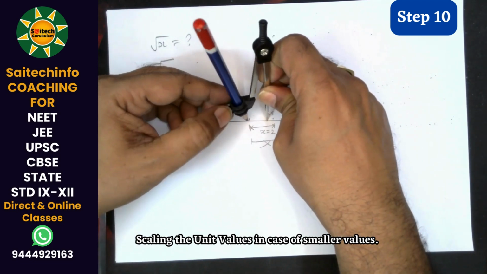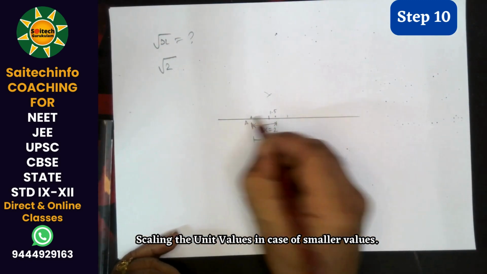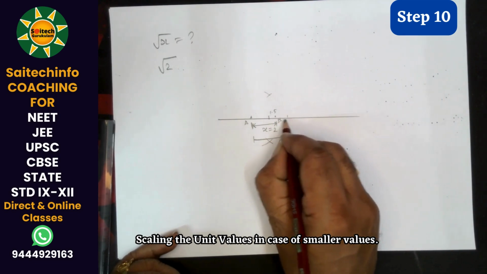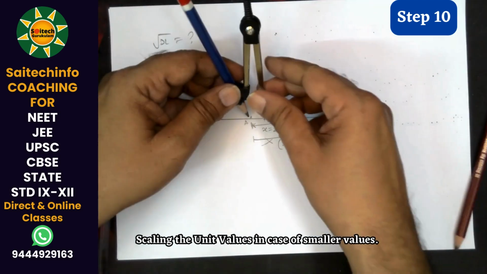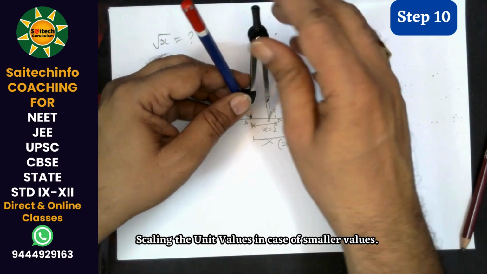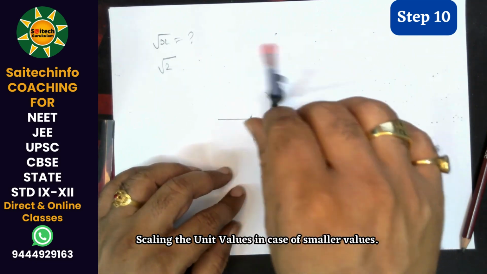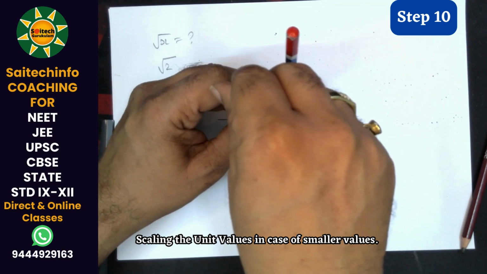So put OA, you have to properly label. This is A, this point is B, and this point is C, and this is O. So taking OA as the radius, you have to draw a semicircle, and that should meet at C exactly. See, there is some slight problem.